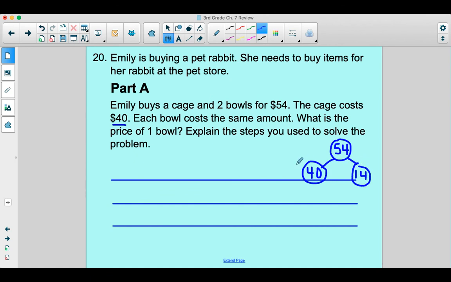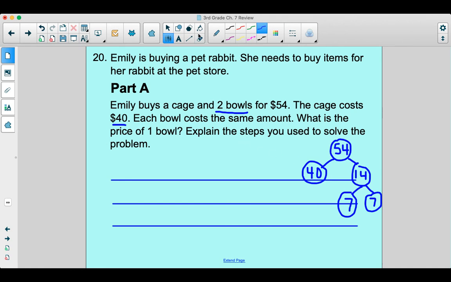So you could even put cage and then you could put bowls. And it says she bought 2 bowls. So I have to split this 14 into 2 parts. And I know 7 plus 7 is 14. So I know I'm going to split it into the 2 parts like this. Right? So what's the price of 1 bowl? There we go. Easy peasy. We found it. It's $7.